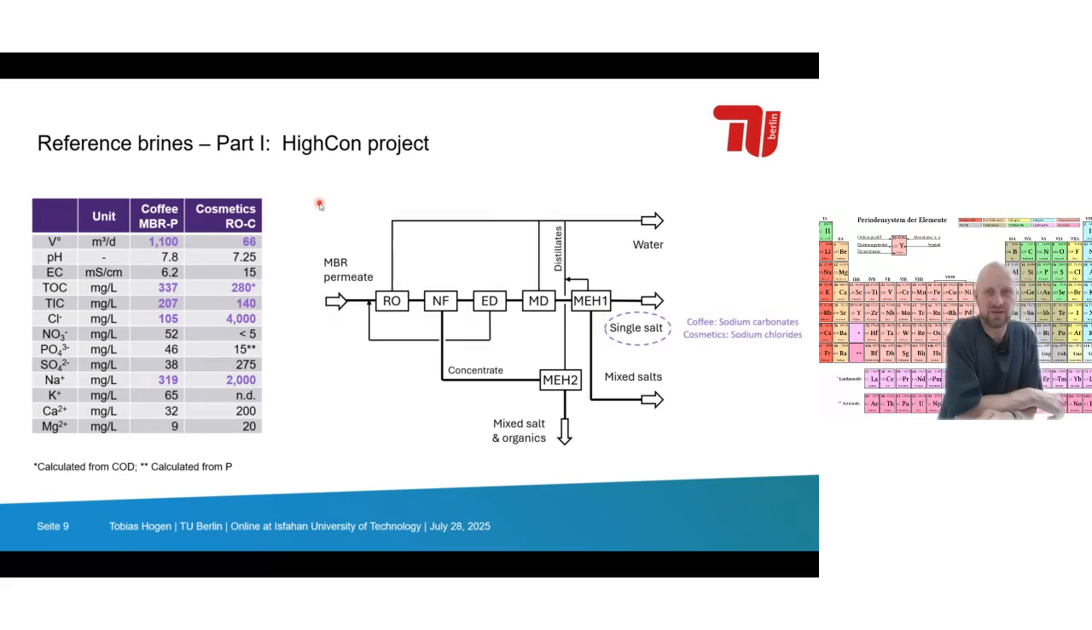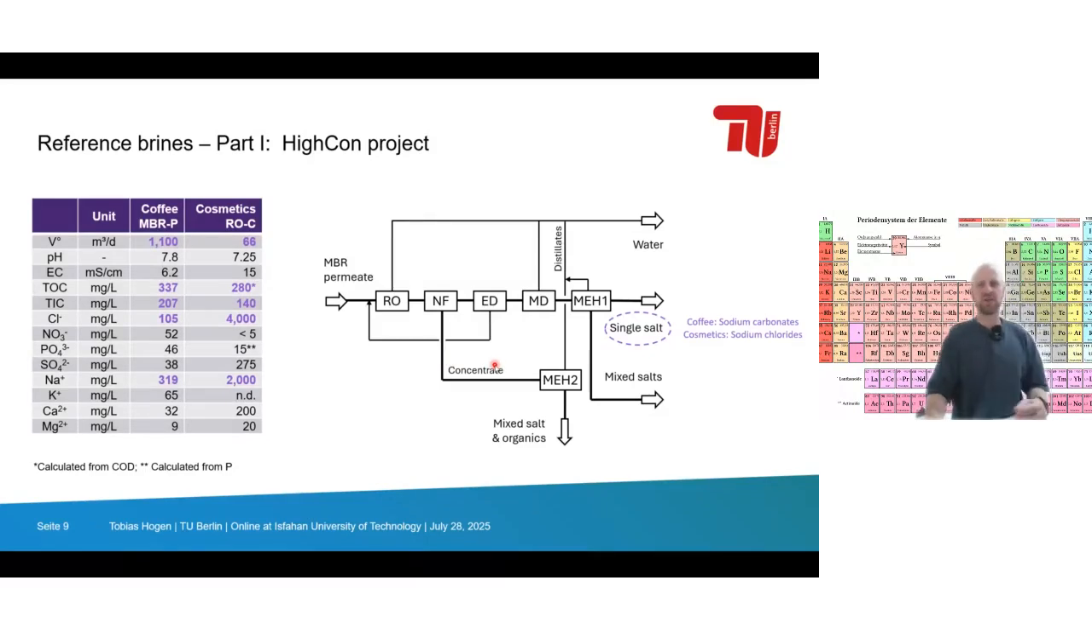So let's look at the process proposal we developed in the course of the HyCon project. After an RO to generate first concentrate, we put in an F.